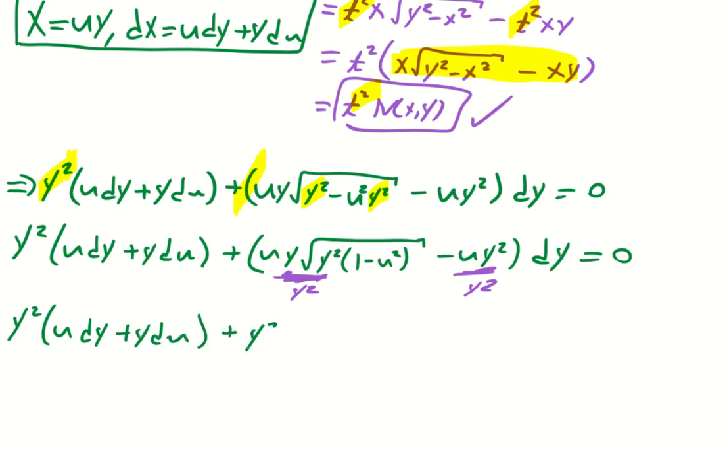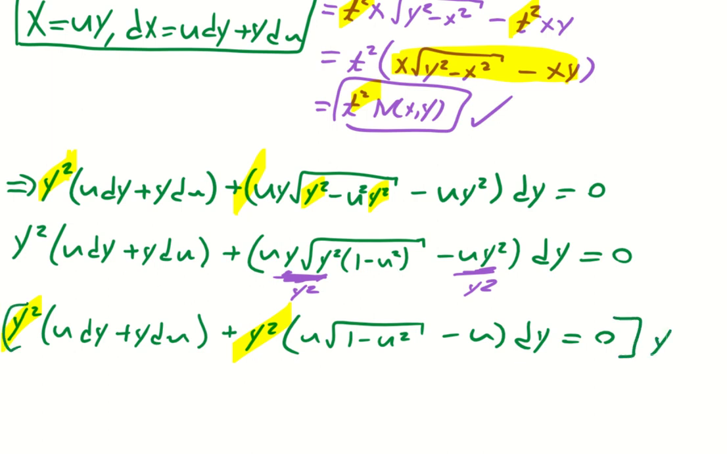plus y squared times the quantity u times the square root of the quantity 1 minus u squared minus u dy is equal to 0. Great. Y squared here, y squared here. We can then multiply the entire equation by y to the minus 2 power and simplify. Hence we have u dy plus y du.